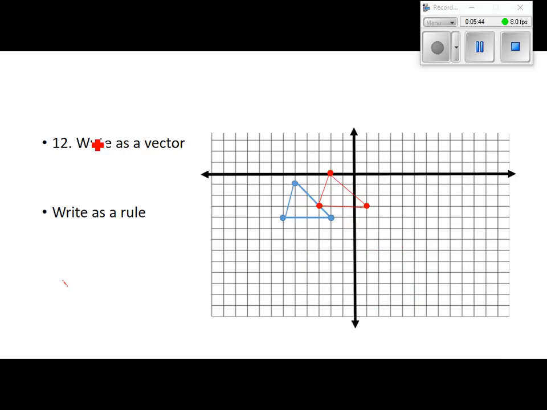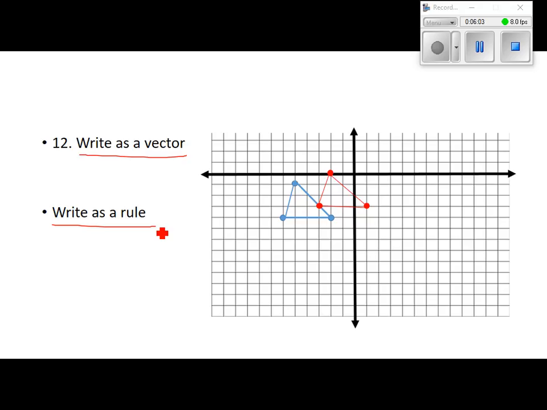Next one, look at problem 12. You don't have to graph this one. All you're going to do is write these answers down. Now on problem 12, they didn't ask you to write the vector. They just asked you to write the rule. We're going to write both.